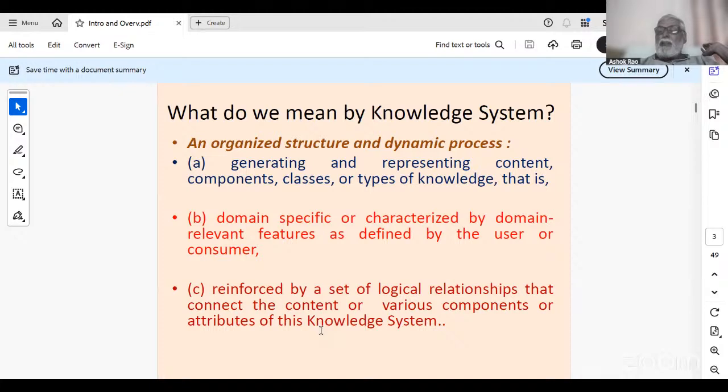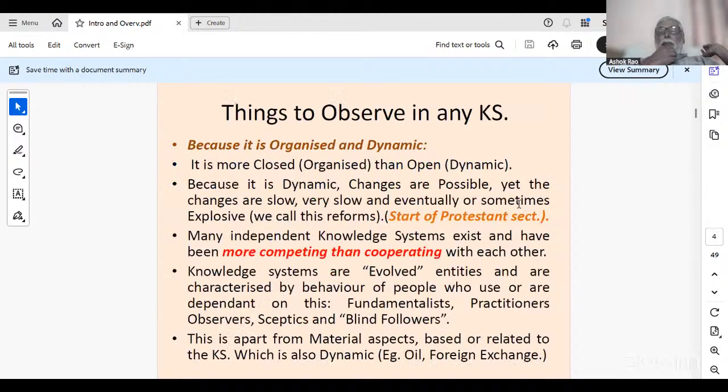There are other aspects also. We'll touch many of them down the line. So because it's organized, two parts, it is more closed. Any organization tends to close, and very strong organizations are highly closed, which means they don't allow changes to come from outside or go outside.